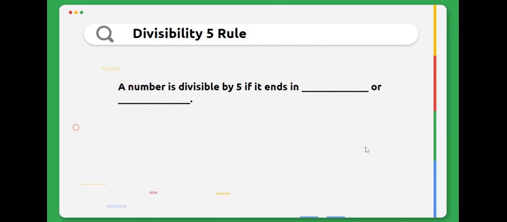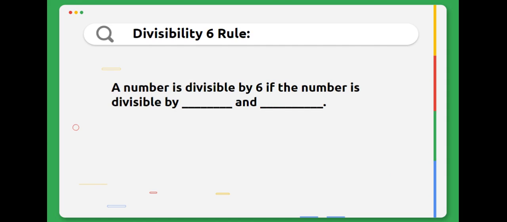Okay, the divisibility 5 rule. I think this by far is one of my easiest ones. A number is divisible by 5 if it ends in a 5 or a 0. So any number like 35 or 50 or 75, all those are divisible by 5. Here's an example: 25. We know 5 times 5 is 25.